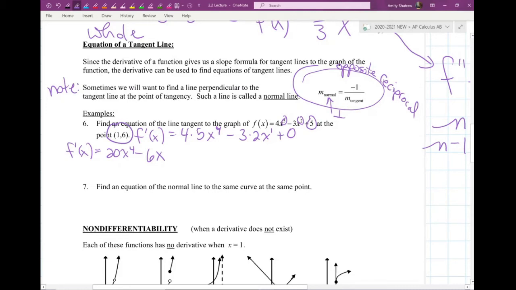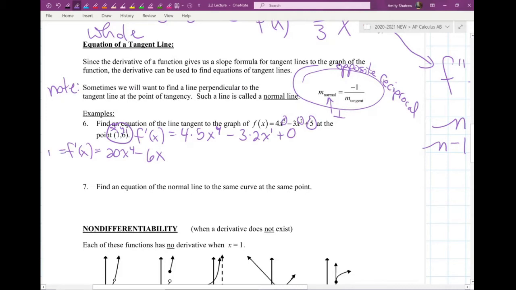Okay, and it was very kind of him, by the way. He did actually give us the y value as well, but sometimes you actually have to go and find it. So you plug it into the original equation, you could find that y value. But today we have an x sub 1 and we have a y sub 1. So we are good. We have everything we need.